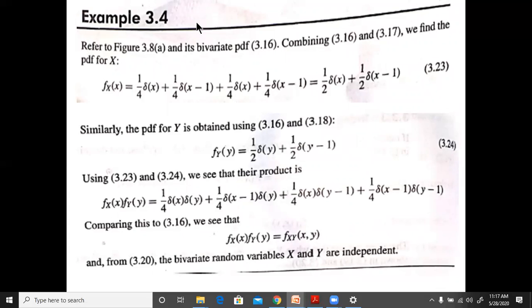Let us take the next example of 3.4, wherein we will refer to figure 3.8a, where we'll take the discrete probability density functions. The bivariate PDF considered in 3.16 is what we'll take, and again we'll try to substitute 3.16 into 3.17.